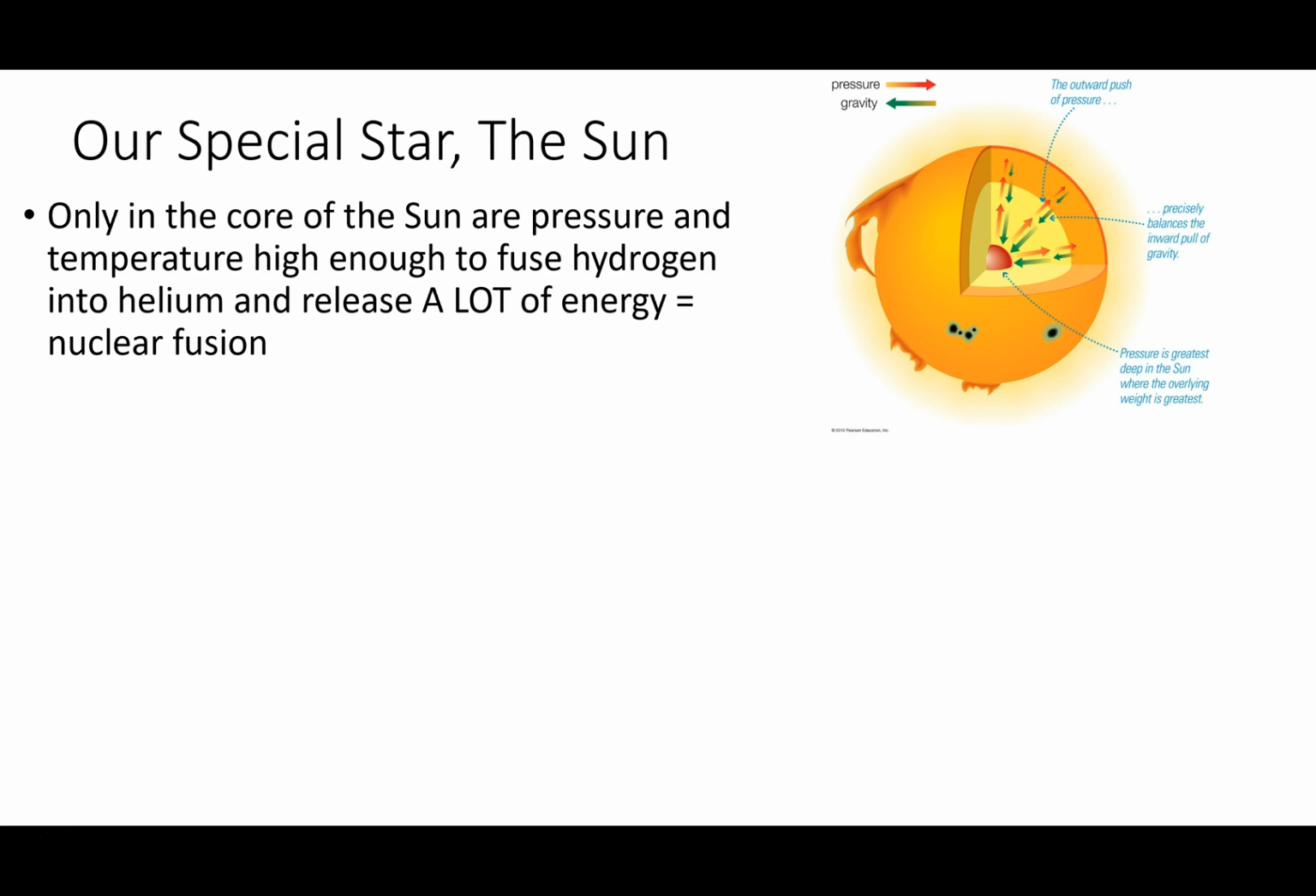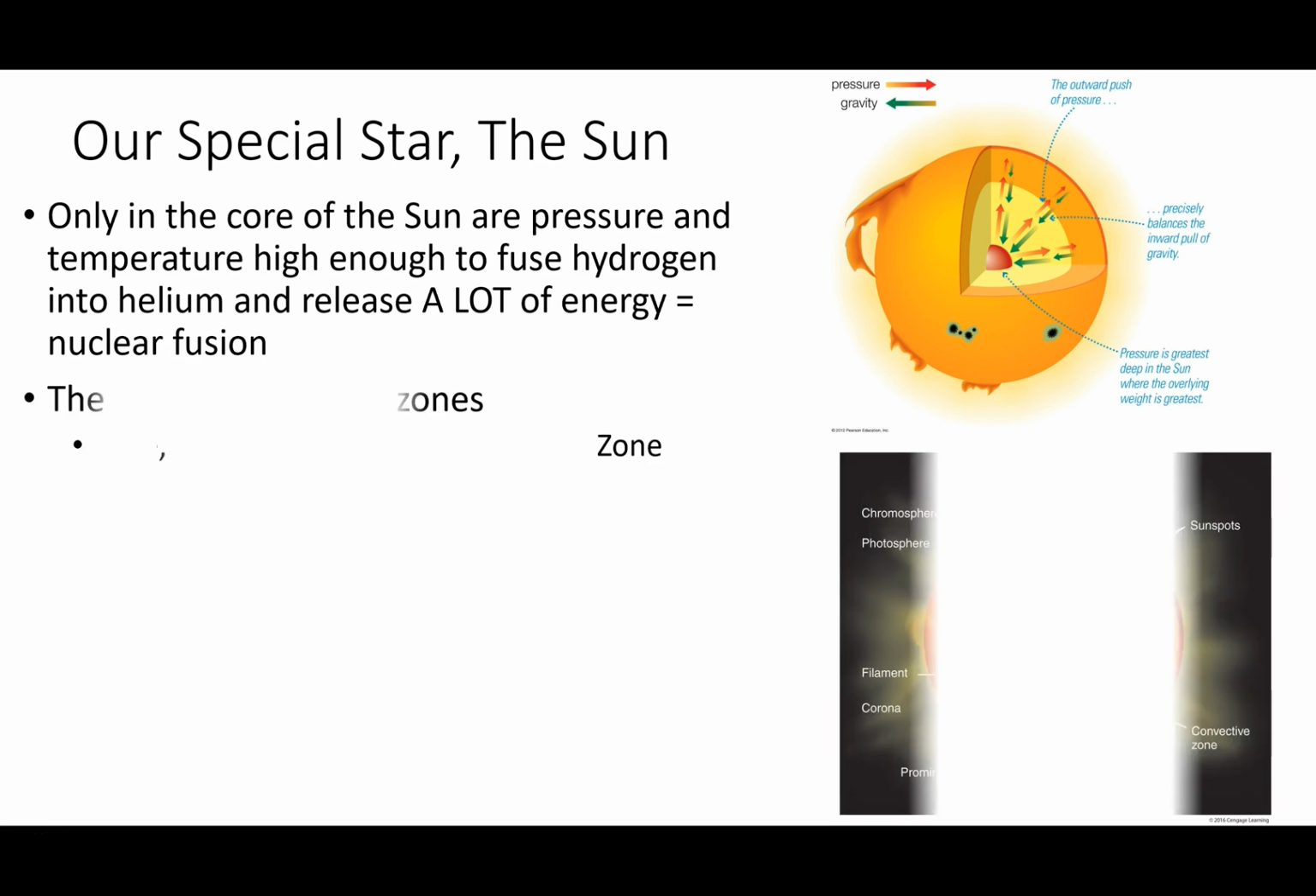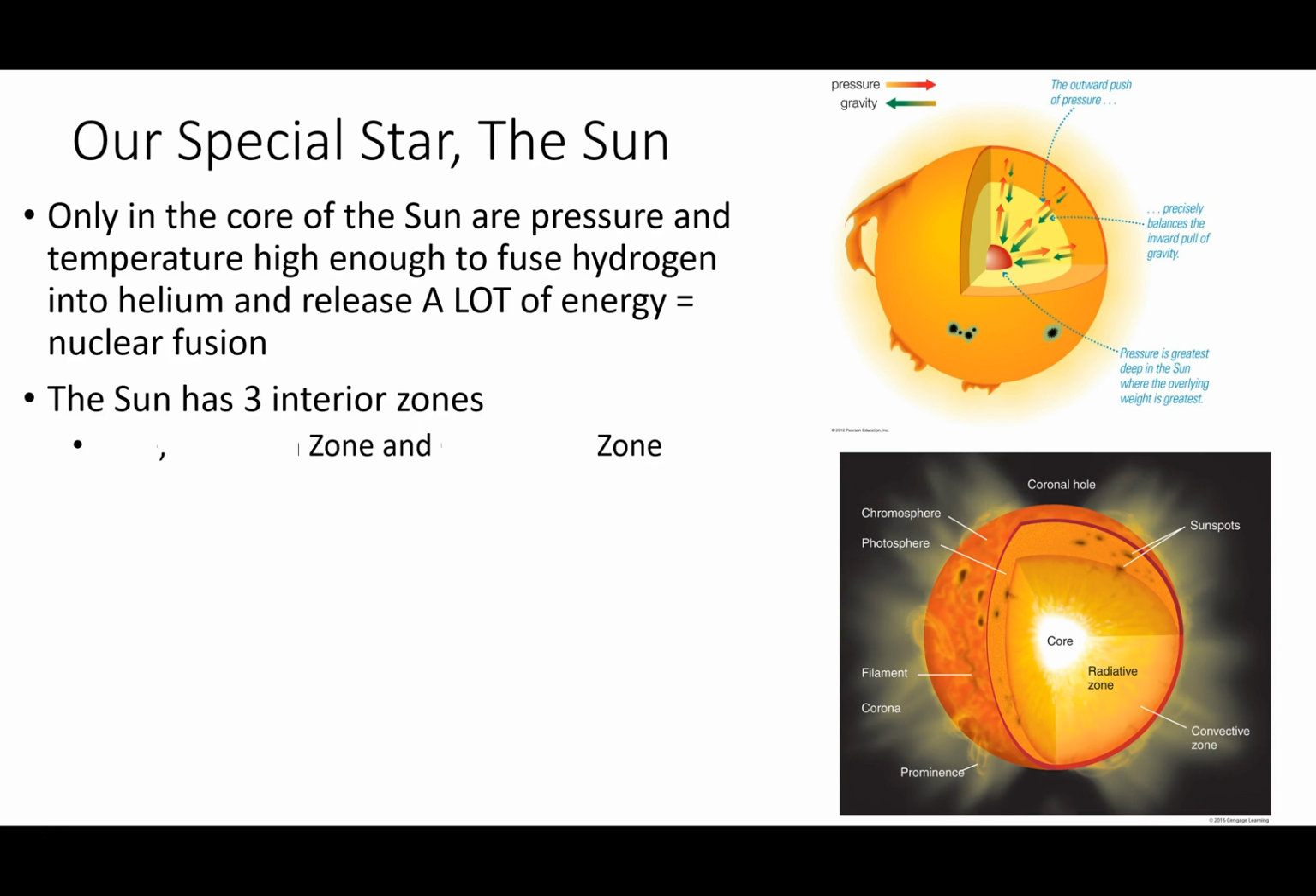And I think on the board on Monday I put H plus H, that's hydrogen, and a reaction arrow that goes to form He, that's helium. That's what's happening in the core of our star, the sun. So there are actually 2 other zones, or 2 other regions. We have the core in the middle, okay?